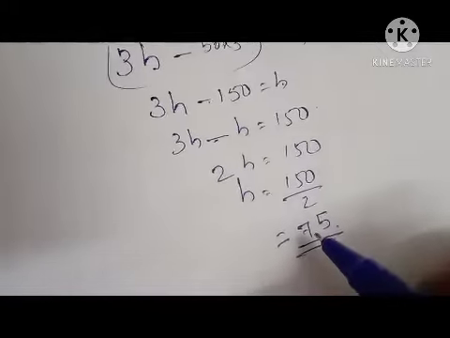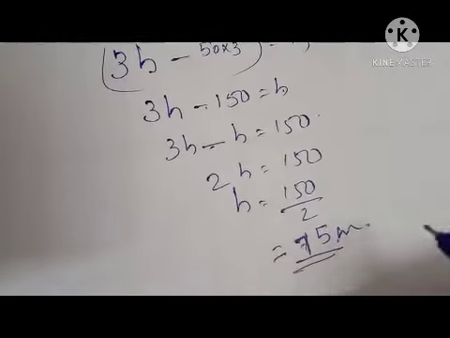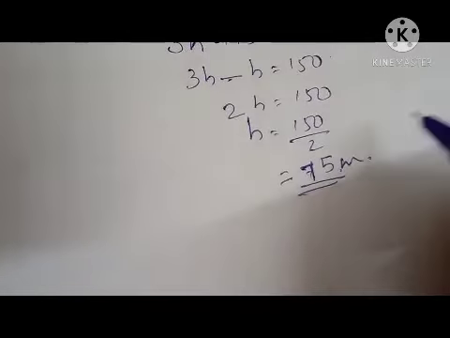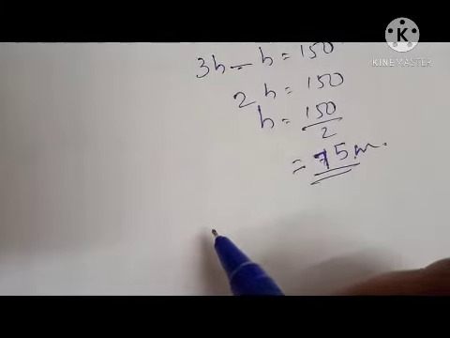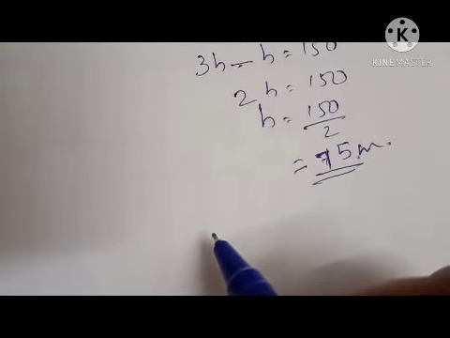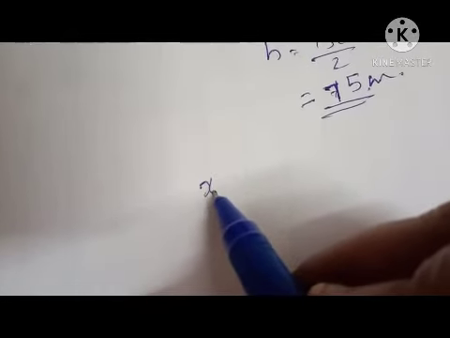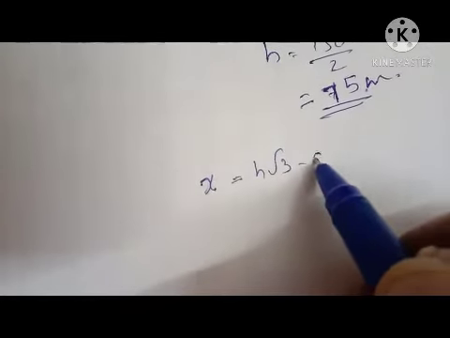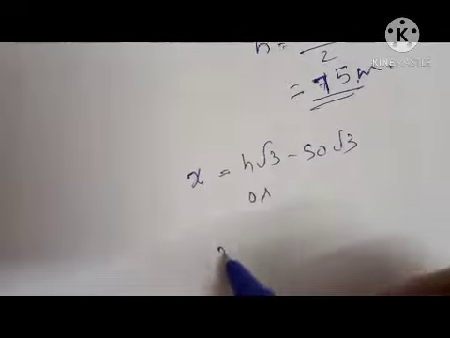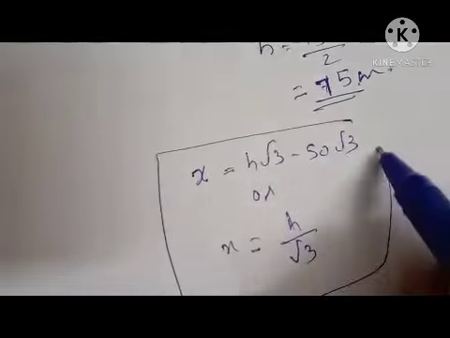That means the height of the tower we got as 75 meter. You should write the answer in words. Height of the tower is equal to 75 meter. Then we have to find the distance between them, the horizontal distance between the tower and the building. That is x. So we can substitute the value of h in x equals h root 3 minus 50 root 3 or x equals h by root 3. In any equation we can substitute the value of h, then find the value of x.